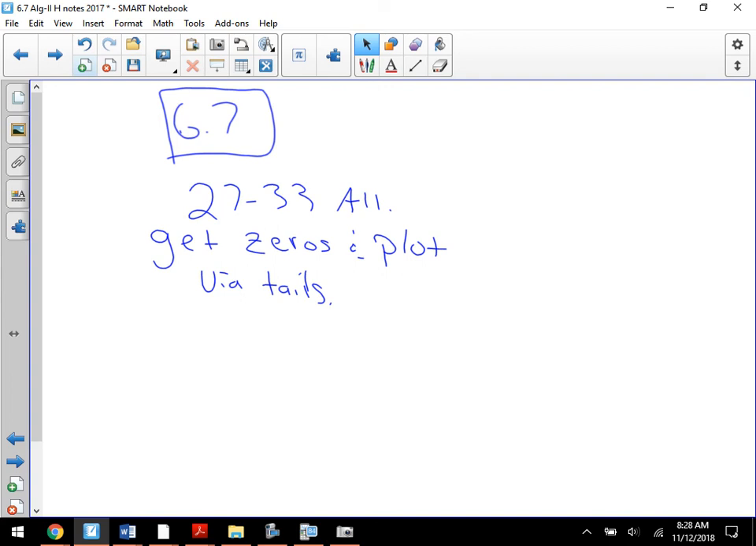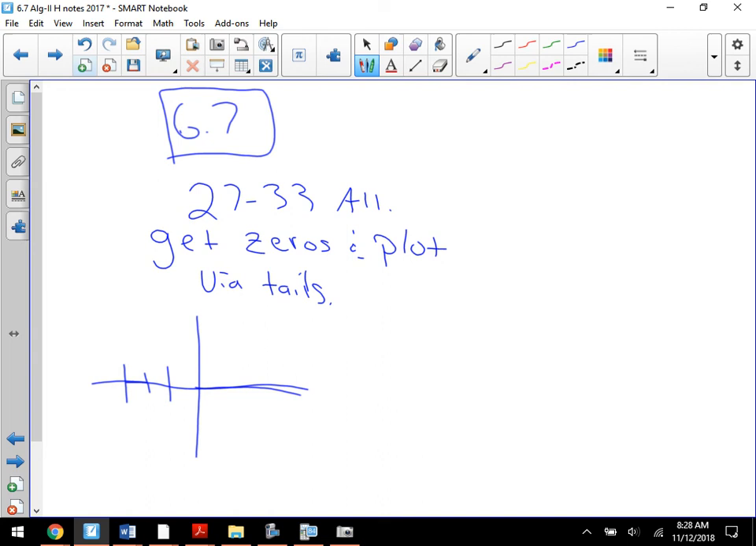So if you had zeros, just like we did a minute ago, remember how we had zeros? We had that -3, -1, and a 3. We did this, or whatever it looked like. It would look something like that. That's what I mean by graph.